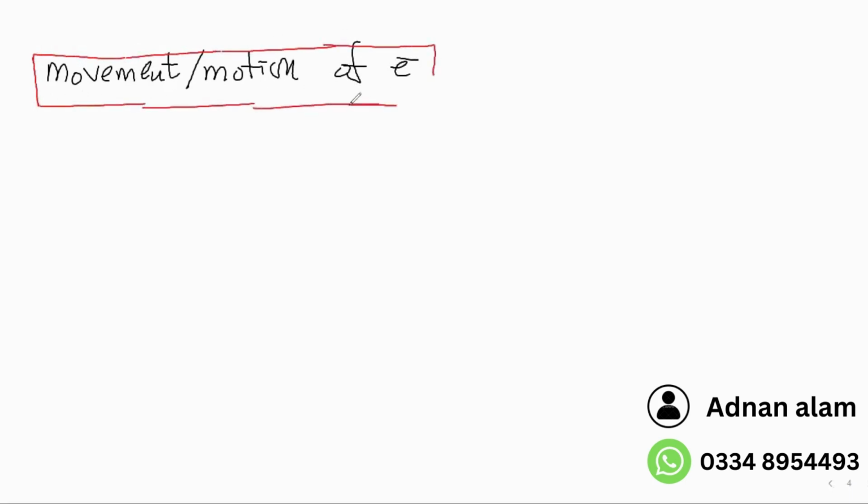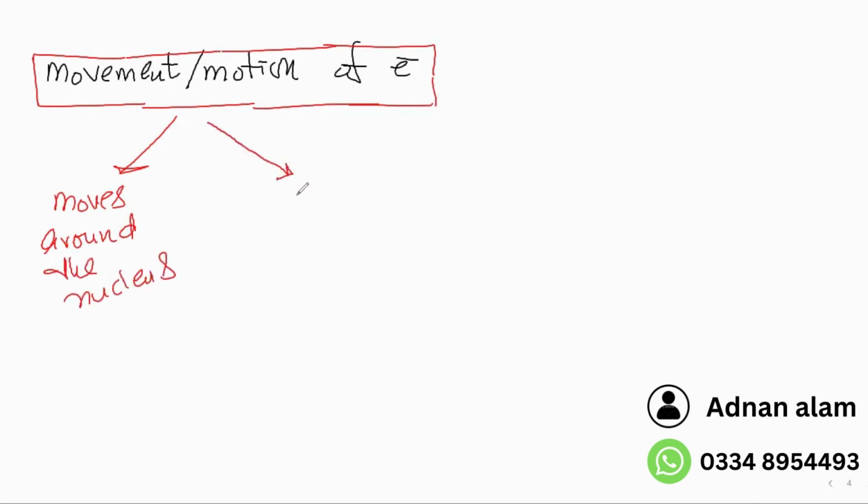Electron moves around the nucleus. This is one of the motions of the electron. Similarly, at the same time, the electron rotates on its axis. Electron also rotates about its axis. It is identical to the motion of our planet Earth.